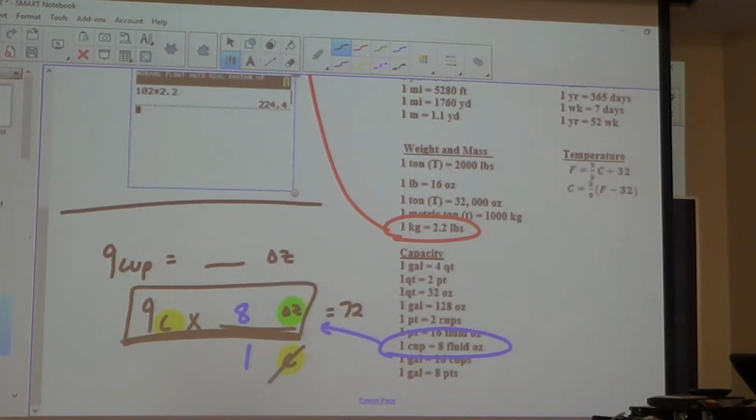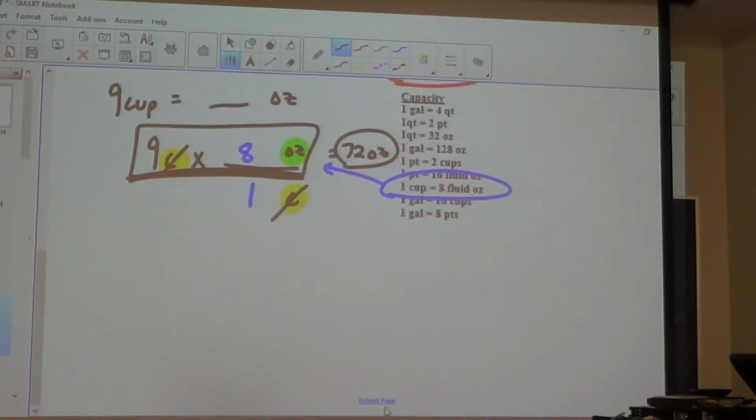Now, what happened to the yellows? They cancel. So you're left with ounces. So if you have 9 cups of something, you have 72 ounces.